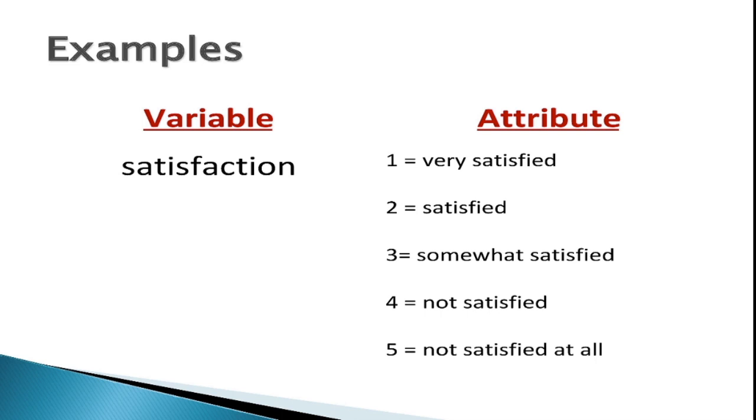And then comes another example. Here are variables that we can't measure in terms of numbers, so only values are assigned. Very satisfied 1, satisfied 2, somewhat satisfied 3, not satisfied 4, and not satisfied at all 5. So this is yet another example.